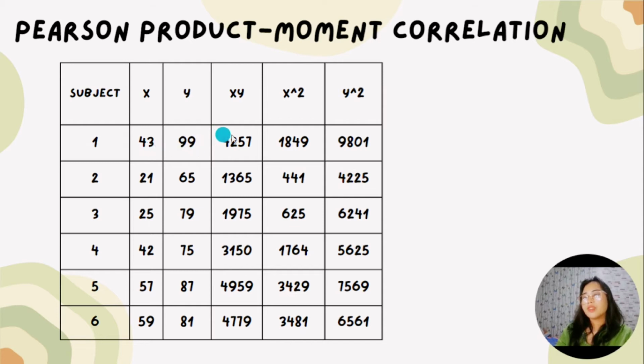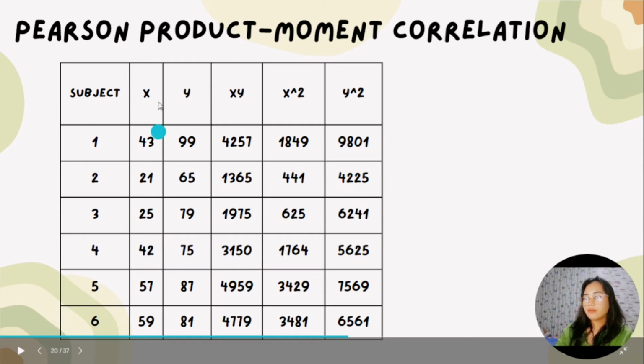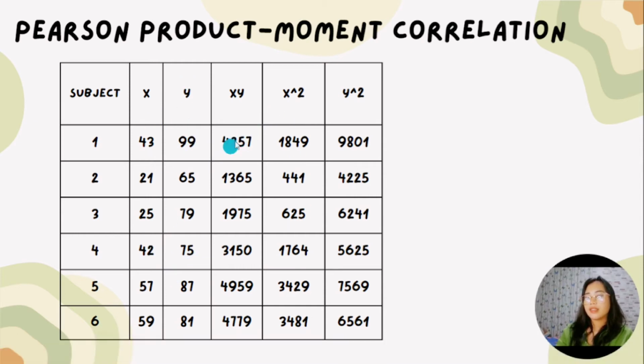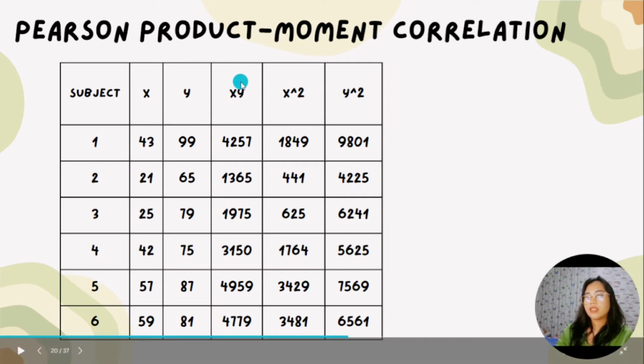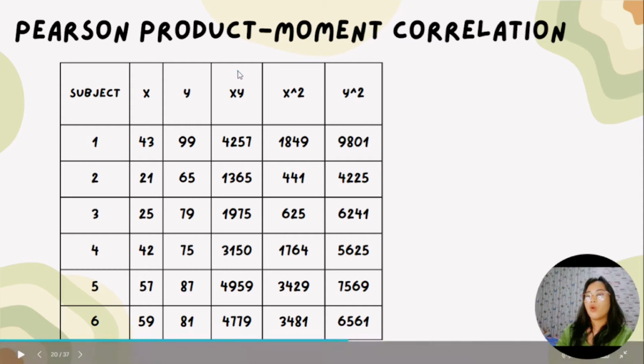43 times 99 is 4,257. 21 times 65 is 1,365. 25 times 79 is 1,975. And so on. The results of multiplying these columns are inside the column of x times y.